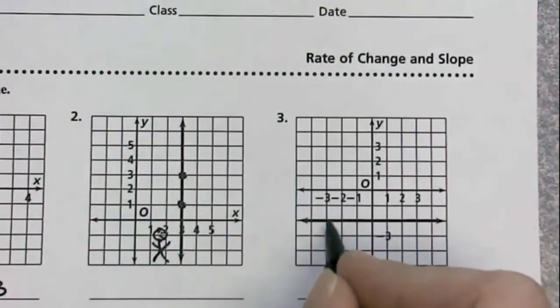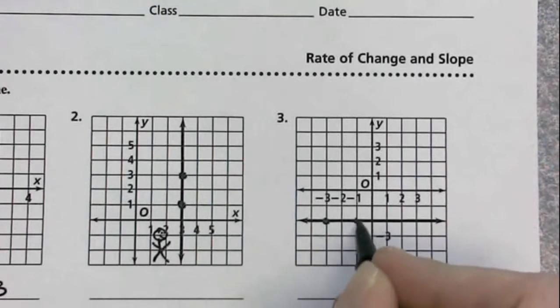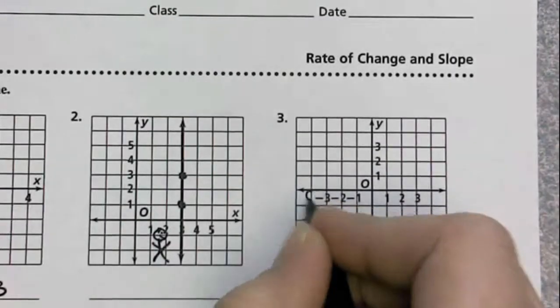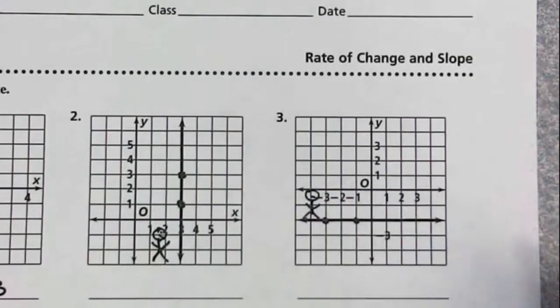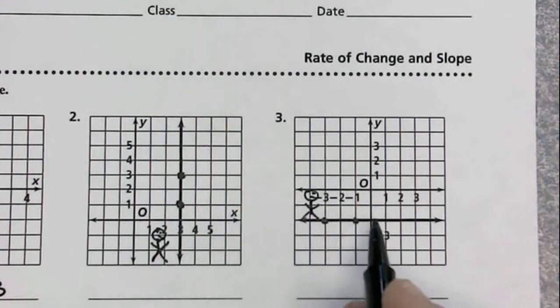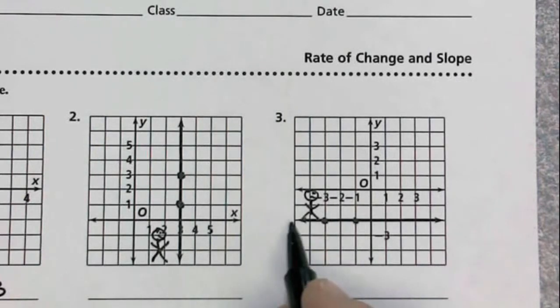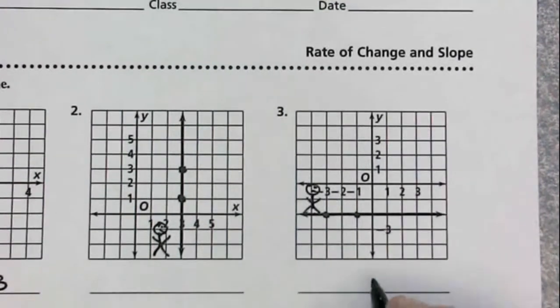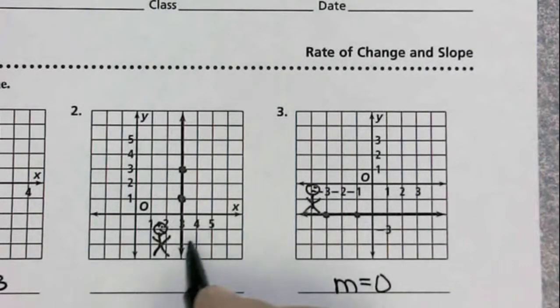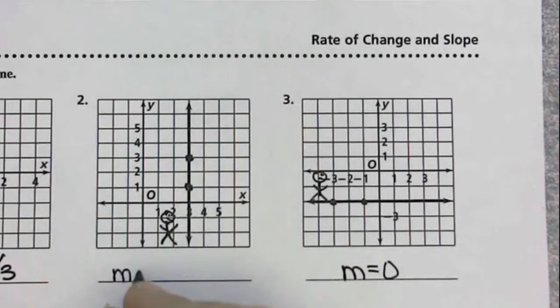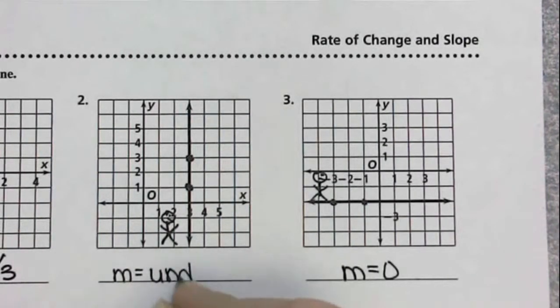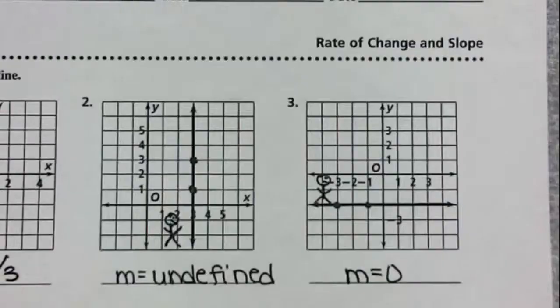Here we have two lines that you cannot make a triangle out of, and so when we picture ourselves walking on the line, this guy right here isn't walking uphill or downhill. He's on a flat line, so your slope here is 0. And this guy's bummed because he can't walk up this line, so this slope is undefined. You cannot walk up a vertical line, and so we call it undefined.